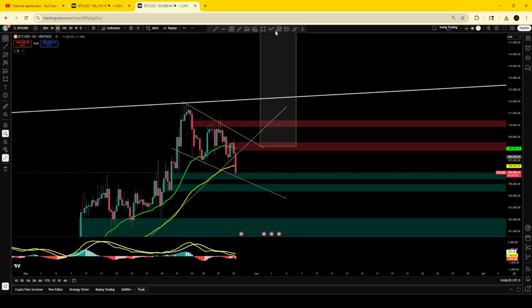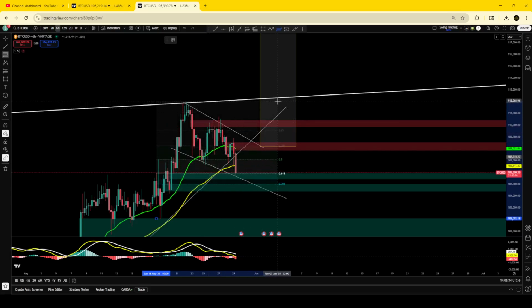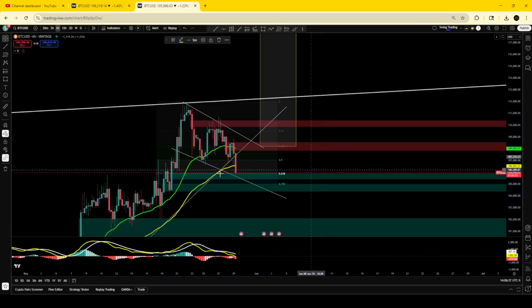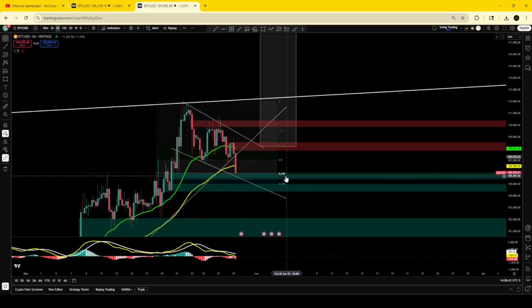Now, one more thing I want to show you guys. Basically, you're using the same points. And boom, what do you see? Price is in the 618 area. That is the golden retracement zone, I believe it's called. So what that means is that there's a high possibility that price is going to reverse in this area.